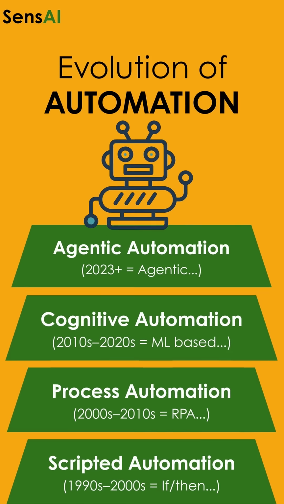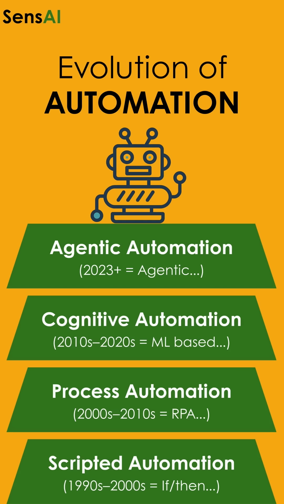Since the 1900s, automation has evolved in phases. Scripted automation executed fixed if-then rules. Process automation in the 2000s mimicked repetitive process workflows. Cognitive automation in the 2010s brought learning patterns through machine learning. And now comes the real shift, the agentic automation.